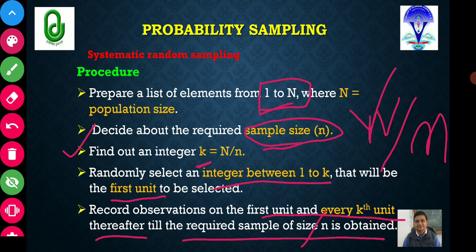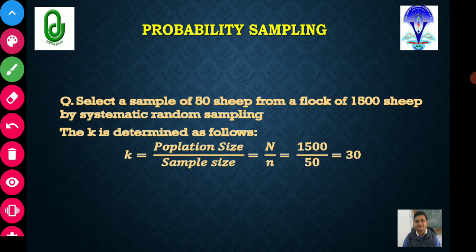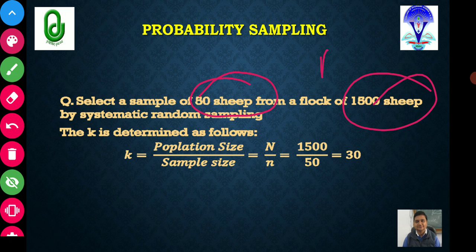So hopefully this procedure is clear to you. We will just see one example, then it will be clearer. Here you have to select a sample of 50 sheep from a flock of 1500 sheep. So here capital N is 1500 and small n is 50. So you have to first find out the k.